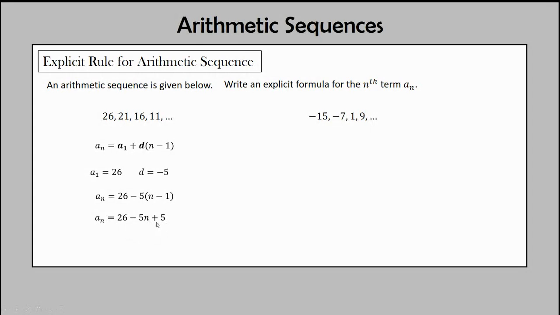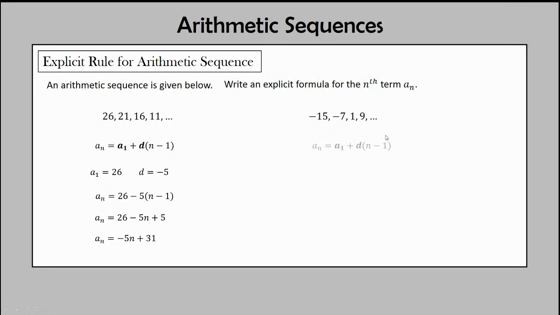And then I want to combine my like terms. 26 and 5 are like terms. Negative 5n is not like these two. So I'm going to put those two together. We'd like to put the variable term first and the constant last, so it's going to be negative 5n plus 31. And again, if you remember me saying Friday, this arithmetic sequence concept fits right now, because when you graph it, it's a straight line. Well, this looks a whole lot like y equals mx plus b right here, because that's what it is. All right, let's write another explicit formula or rule for this one.